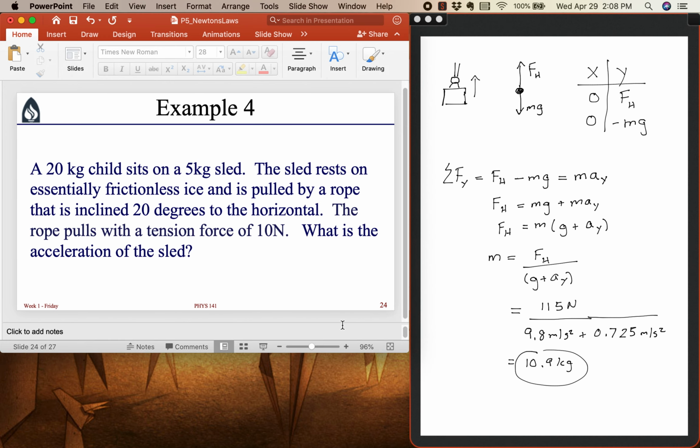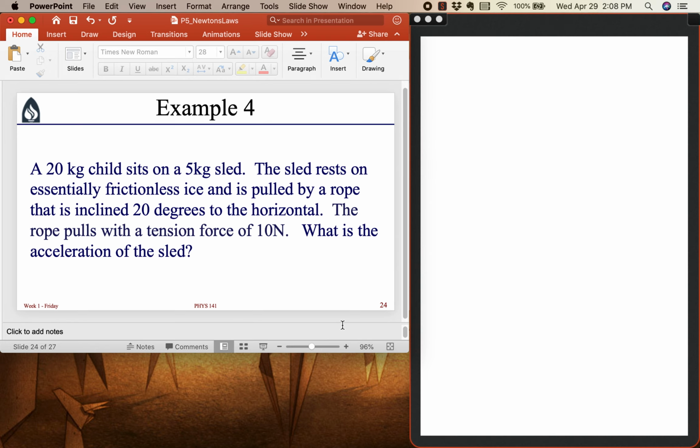So let's look at another example problem. In this example, we have a 20 kilogram child sitting on a 5 kilogram sled. The sled rests on essentially frictionless ice and is pulled by a rope that's inclined 20 degrees with respect to the horizontal. The rope pulls with a tension force of 10 newtons. What's the acceleration of the sled?